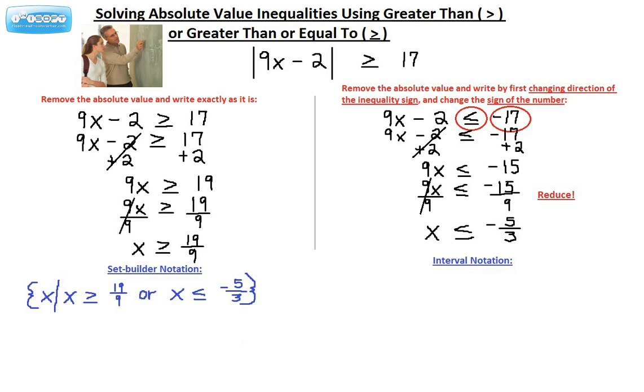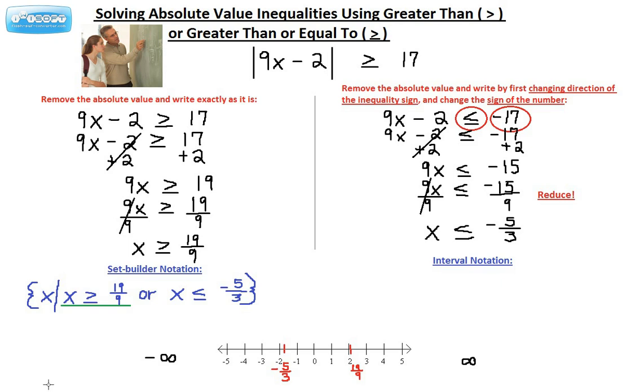For our interval notation, let's look at the number line. Here is our number line with negative infinity at the left end. This is as far as numbers go in a negative direction, and positive infinity at the right end. This is as far as numbers go in a positive direction. As you can see, I've estimated where negative 5/3 and 19/9 are located. Now let's graph our first part. Let's graph x is greater than or equal to 19/9.